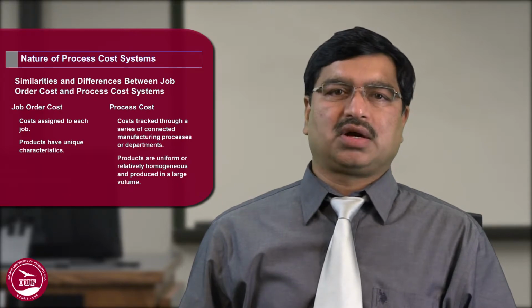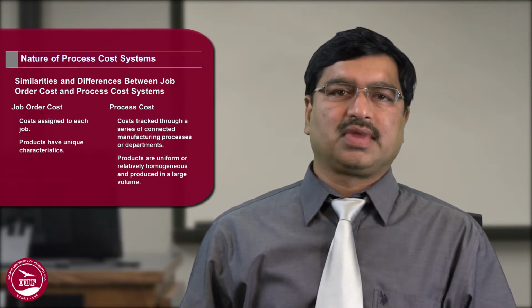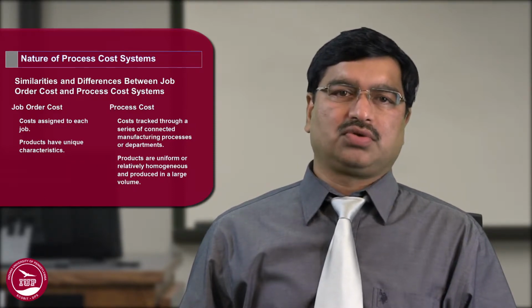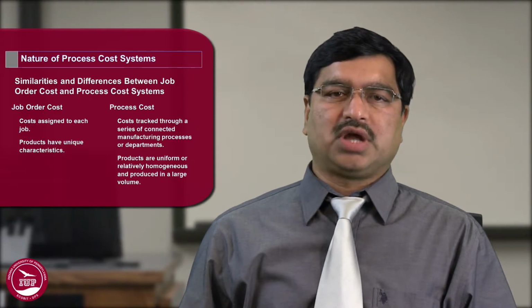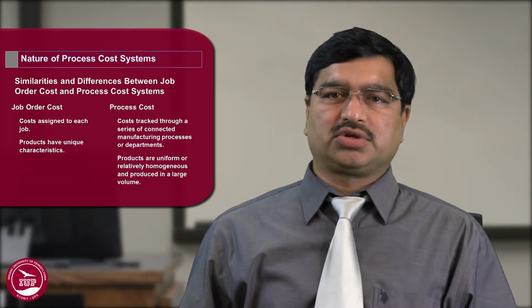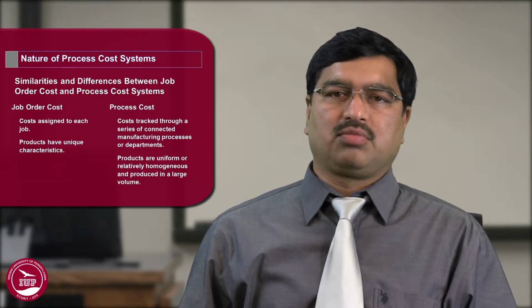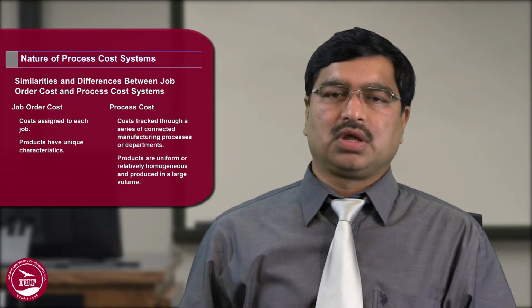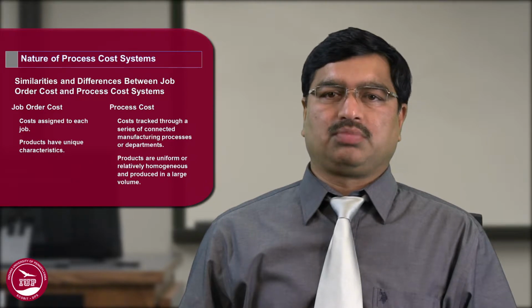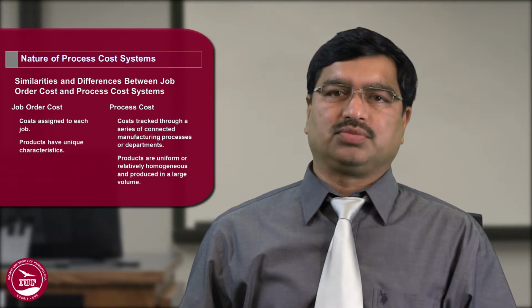So as we mentioned, there are certain differences between the two. In job order costing, you accumulate the cost in each job. That is, your direct material, direct labor, and allocated manufacturing overheads are accumulated to find the cost of the job, because that job has some unique characteristics. As opposed to that, process costing is used when there are a series of connected manufacturing processes or departments, and the products are uniform and homogeneously produced and are in large volumes.